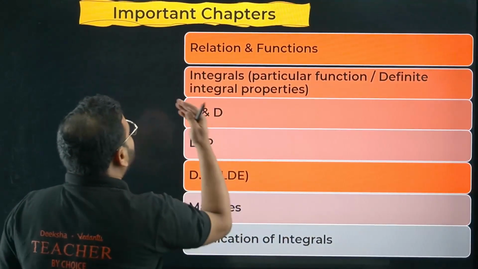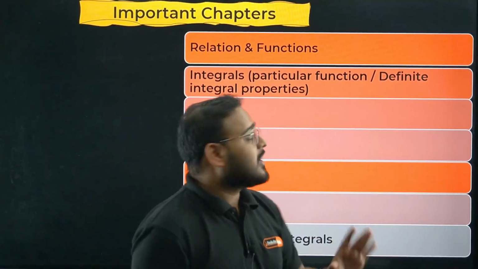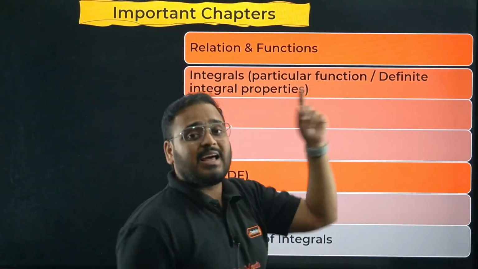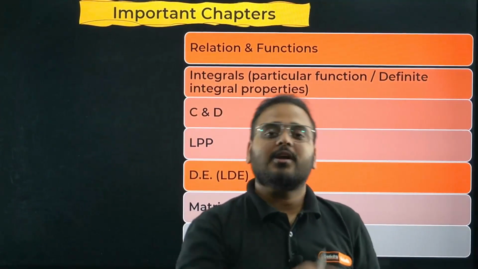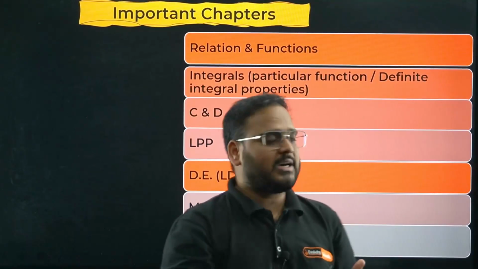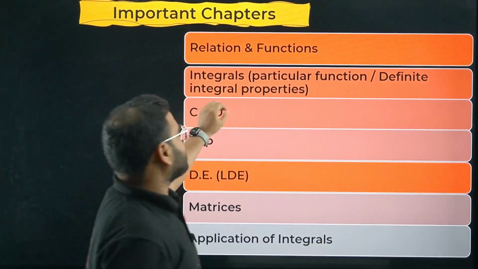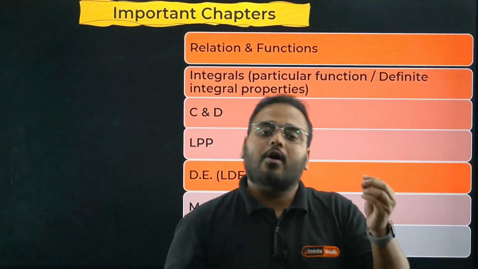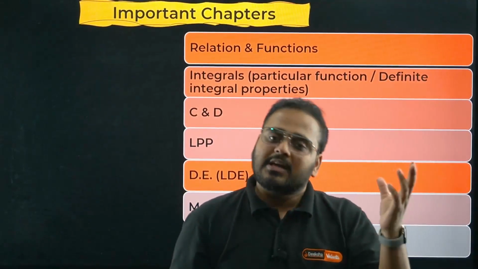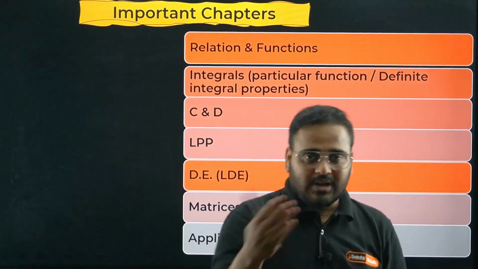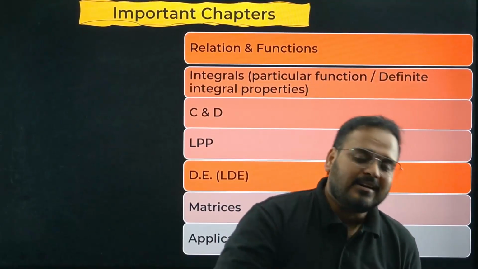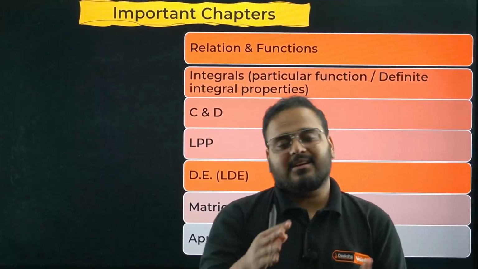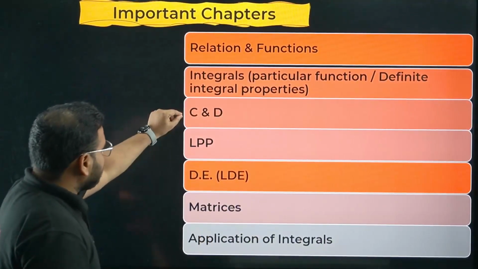Second is integrals. Of course, a very important chapter, very important for this 5 marker. For particular functions, they ask you derivation as well of this particular function, and then you'll have a question based upon that. Definite integrals also are there. The properties of, for example, sum of the limits minus the variable, or a question can be asked on even and odd functions. So they ask you to prove that definite integral property and then do a problem on the particular definite integral property.